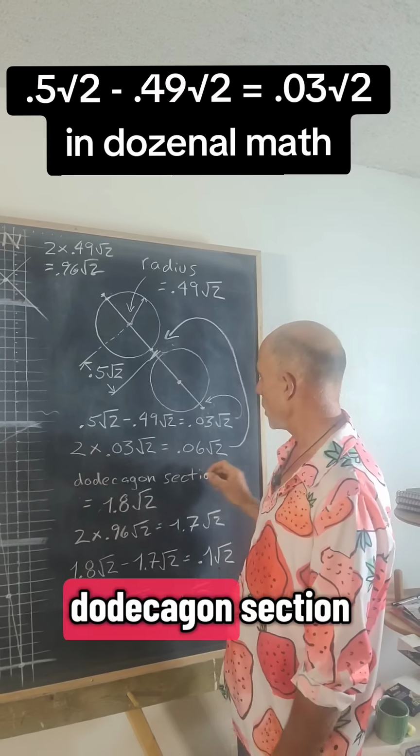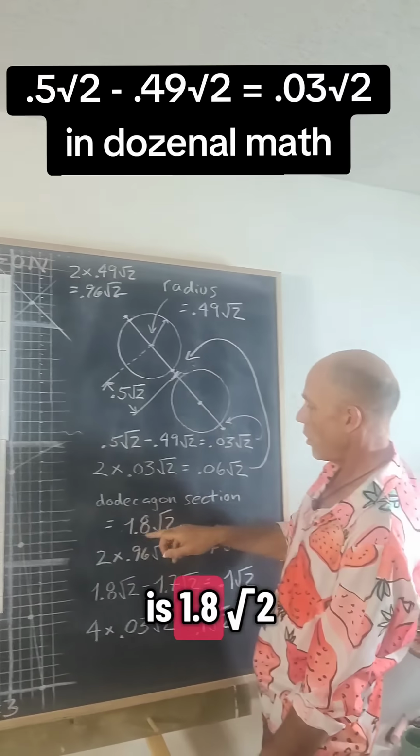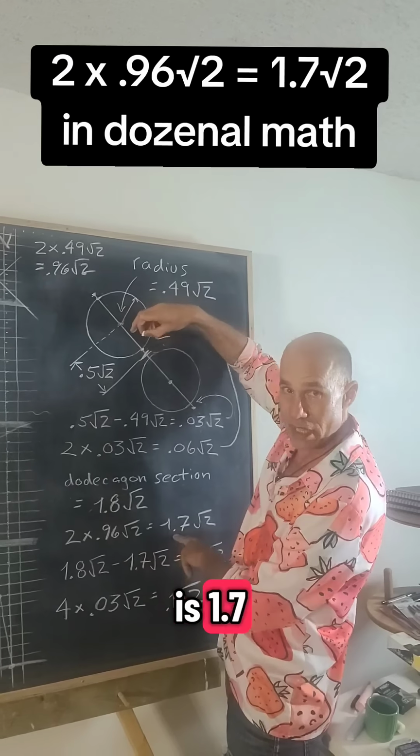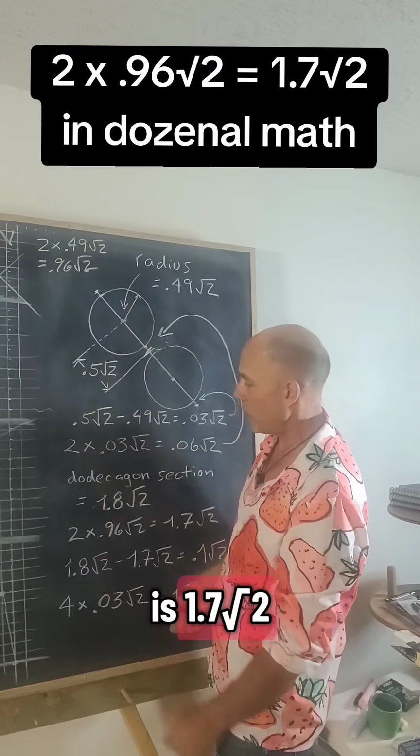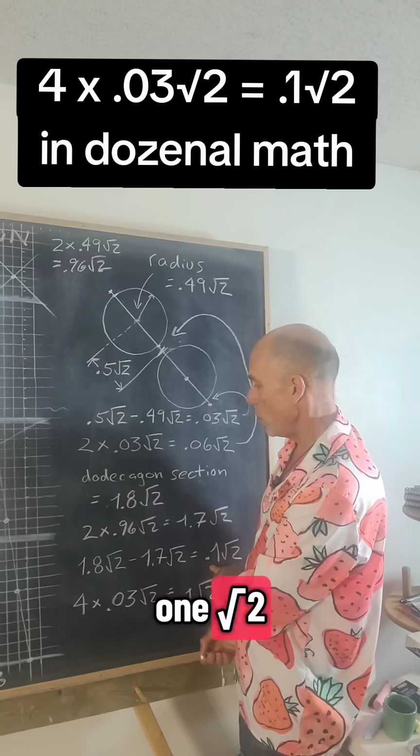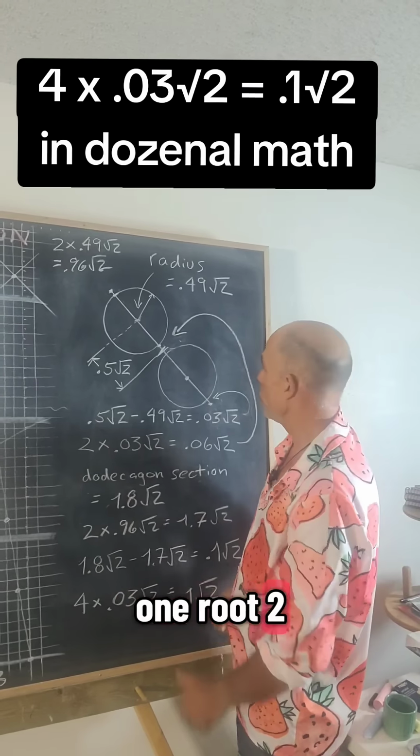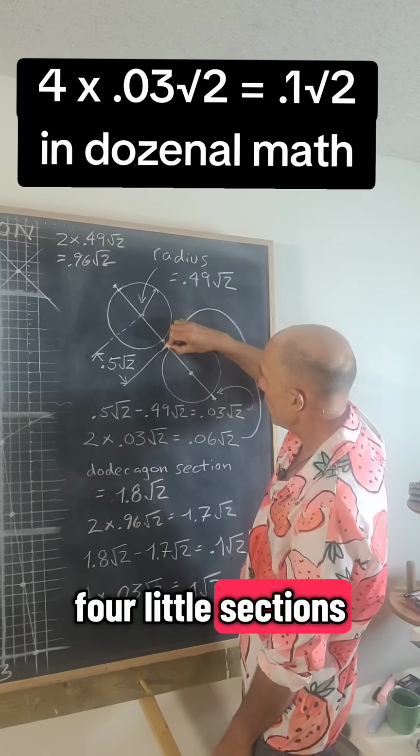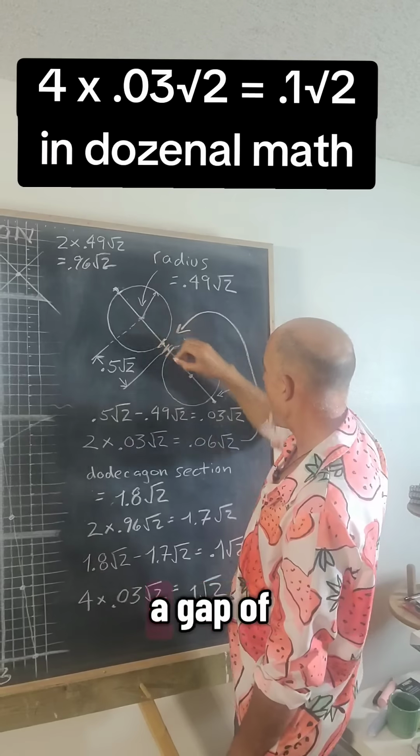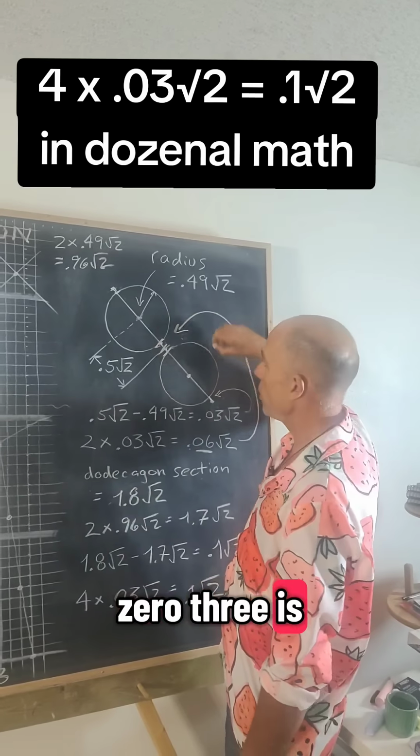So the total dodecagon section, this length of line here, is 1.8 root 2. So 2 times 0.96 is 1.7. So these 2 circles added together is 1.7. Subtract one from the other, you get a distance of 0.1 root 2. So 4 times 0.03 root 2 is 0.1 root 2. So we got 4 little sections of 0.03 root 2. And in the center here, there's a gap of 0.06 root 2. 2 times 0.03 is 0.06.